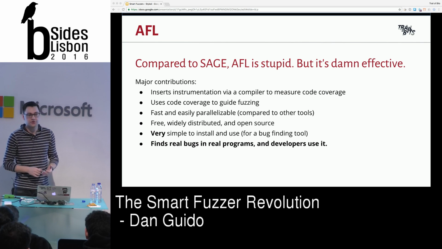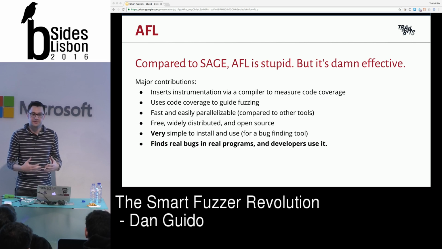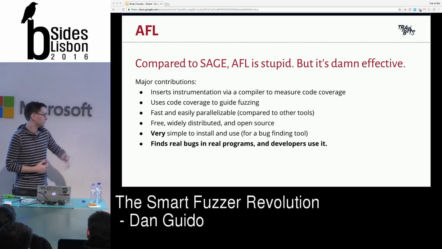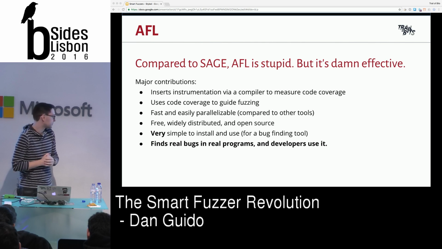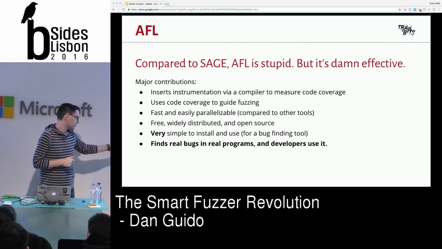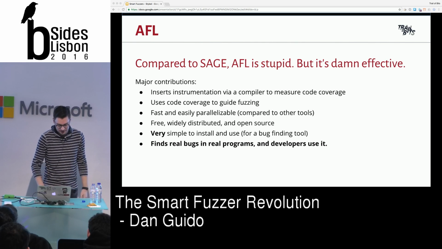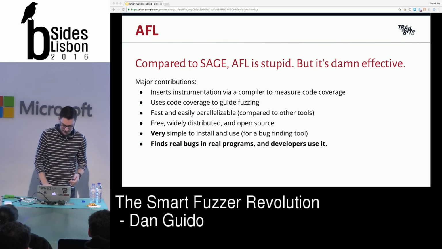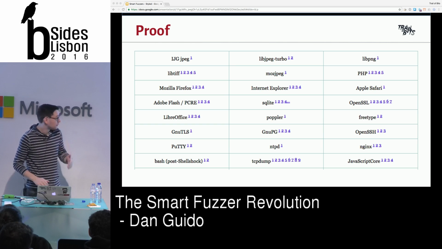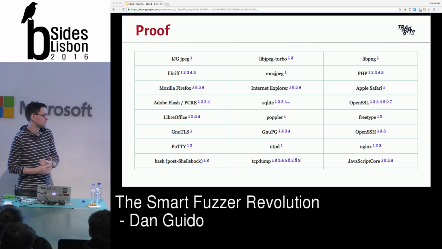It's also just a well-engineered piece of software. There's a lot of really common knowledge out there about how to construct a fuzzer, and Michal Zalewski packaged all of that up into a really nice, easy-to-use tool. It uses code coverage to guide fuzzing. It's somewhat fast, but easily parallelizable. And the most important thing is that developers use it, right? Unused tools don't find bugs. Kind of obvious. The proof here, they have a really nice little trophy case, I think they call it.